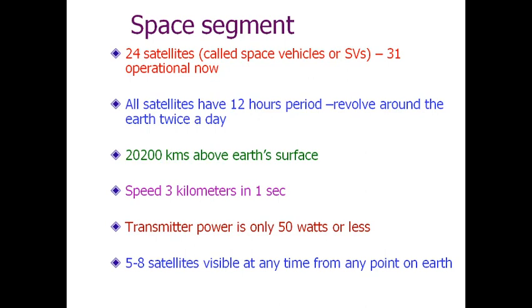And the most important point regarding the space segment is that at any given time from any point on Earth, 5 to 8 satellites will be visible. So if you are at a particular place, and if you look at your skies, 5 to 8 satellites will be visible to you. In the sense, if you have a GPS receiver in your hand, it will be able to receive signals from at least 5 satellites at a time. It can be 5 to 8.